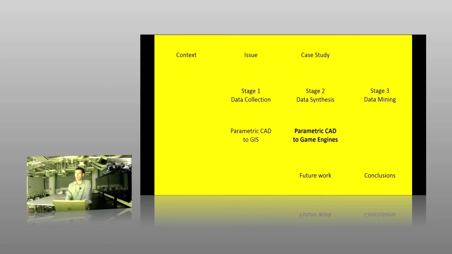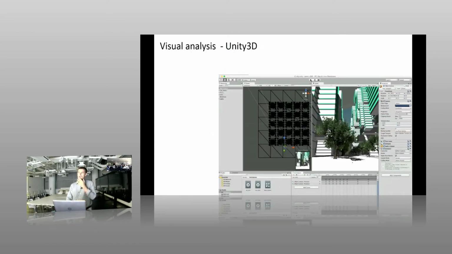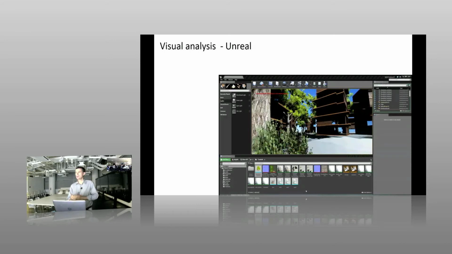The game engine part is also something we're working on, but I don't really have very much time to go into it. Basically, from the same 3D model, we can export an OBJ file that can be imported into one of the game engines, and then you can explore it interactively in a game engine. There are a lot of possibilities in game engines to do things like make it rain and have wind and noise and experience your urban environment in a very different kind of way. The 2 game engines we've been experimenting with are Unity 3D and Unreal, and both of them have free versions that can be downloaded and used. I think this is also an interesting area, but for this talk, we're really focusing more on the simulation part.